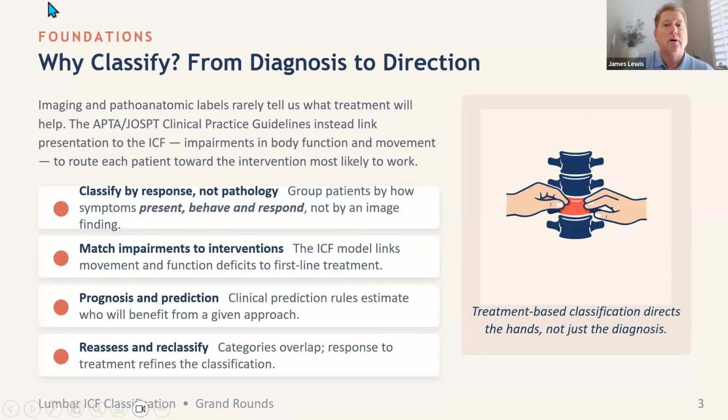So, real quick, why do we classify? Why do we go from what the doctor says, the diagnosis, into more of a classification by symptoms? And this is really because the classification helps us understand intervention. It helps us understand what the evidence says, and not just, hey, we're going to treat you with our standard low back protocol.